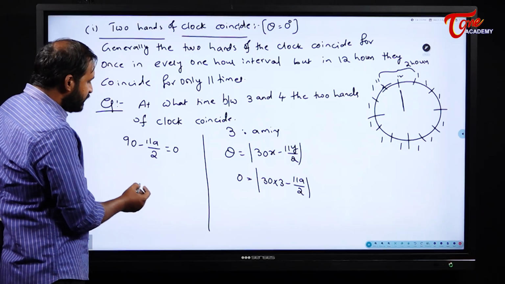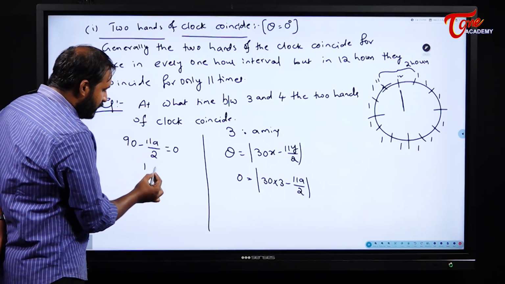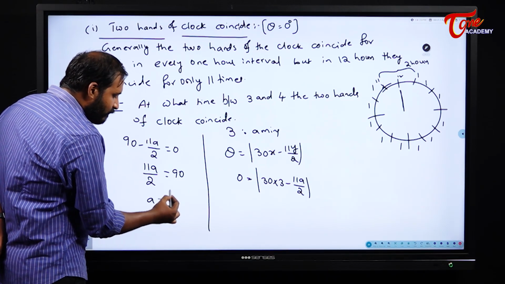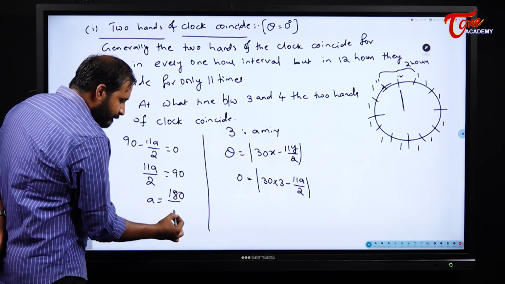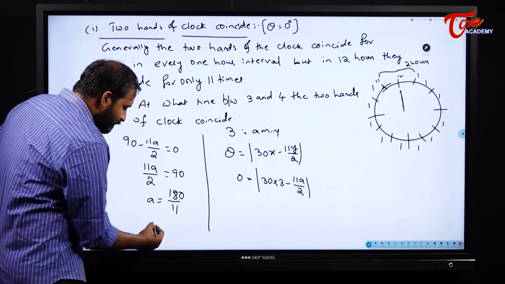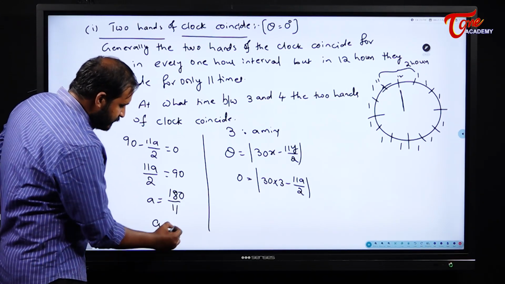So now what happens next? When I send 11a by 2 to the other side, it becomes 11a by 2 is equal to 90. So the a value becomes 180 by 11. So now what will the a value become here? 16.